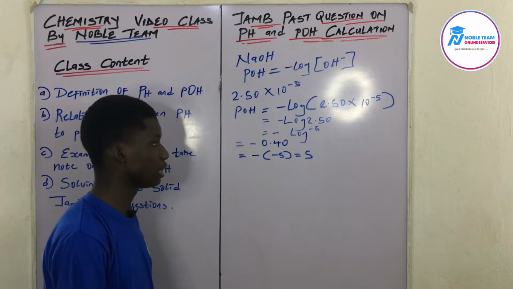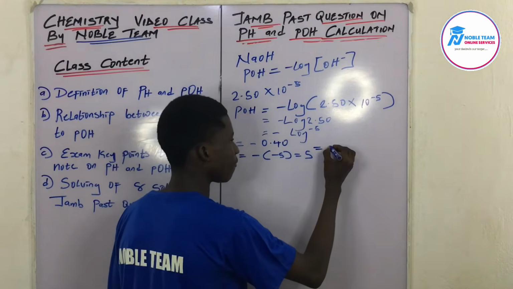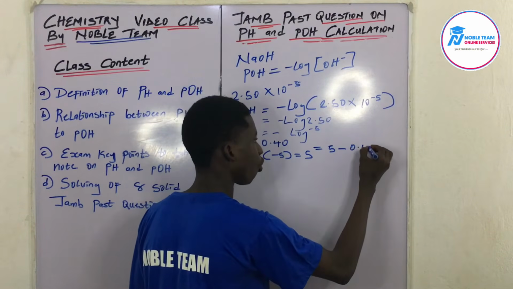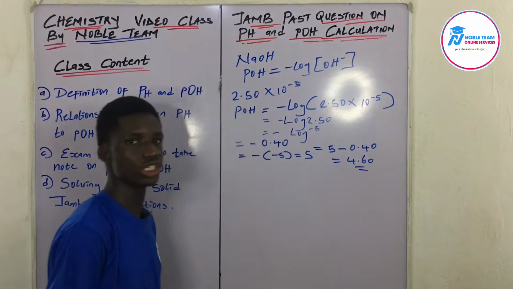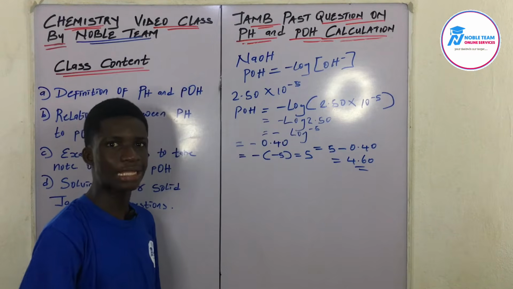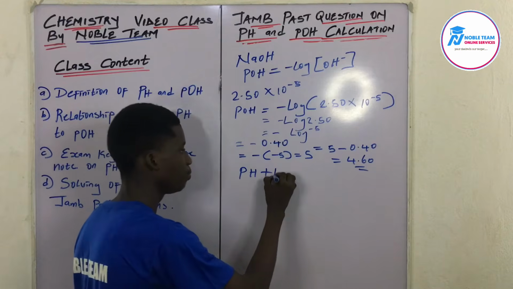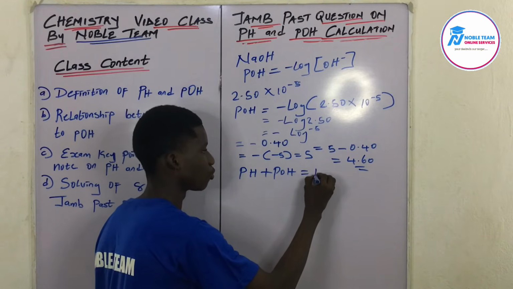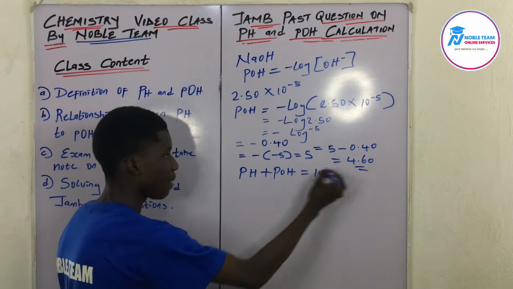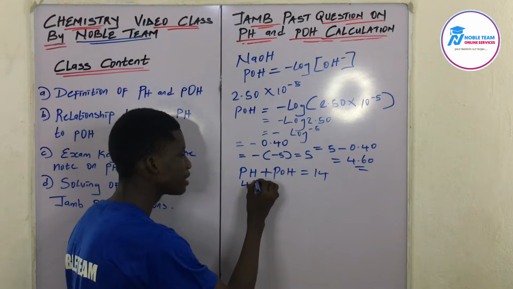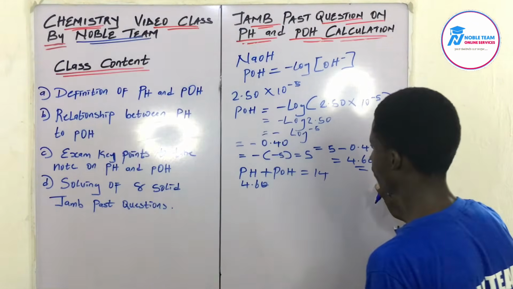So I'm currently done here. So the next thing is just to subtract. Once I subtract this, which is 5 minus 0.40, is now equal to 4.60. I've gotten the pOH. Now the next thing is just to apply our normal formula, which is pH plus pOH is now equal to 14. This is what I need to apply. Now, once I apply this, my pH is now what? Our pOH is 4.60.